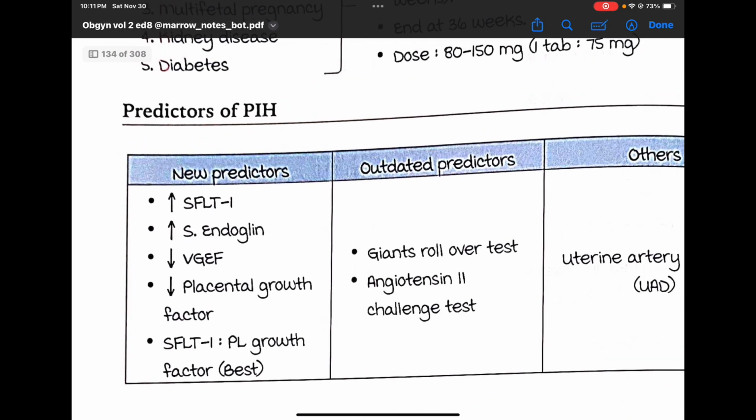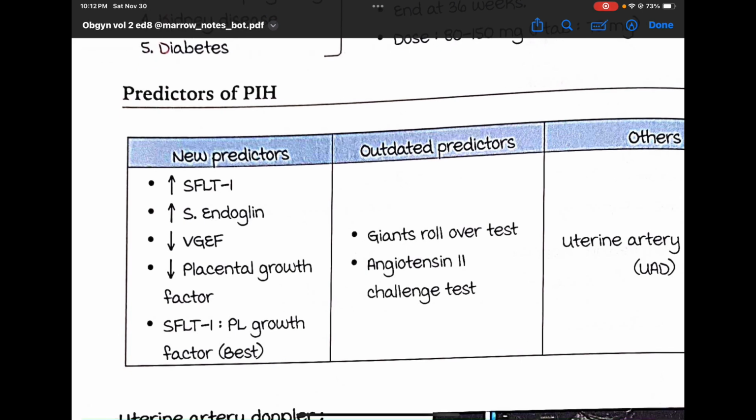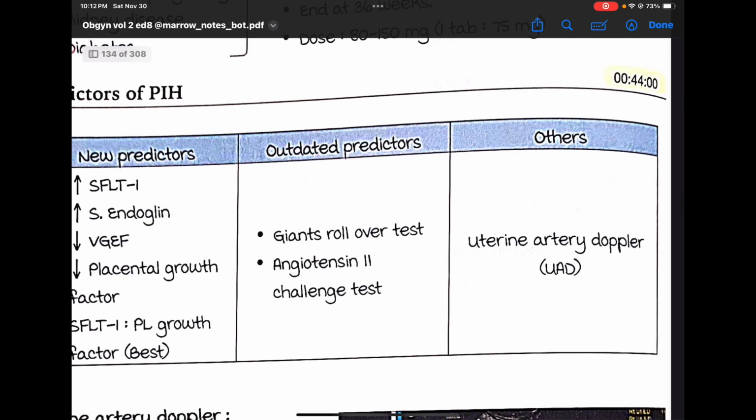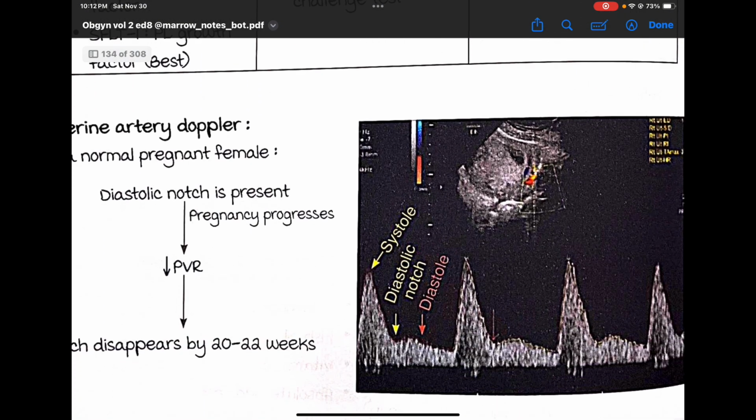Predictors of pregnancy induced hypertension. New predictors: increased sFLT1, increased endoglin, decreased vascular VEGF, decreased placental growth factor. The sFLT1 to placental growth factor ratio is best. Outdated predictors: Gant's roll over test, angiotensin 2 challenge test. Others: uterine artery Doppler.